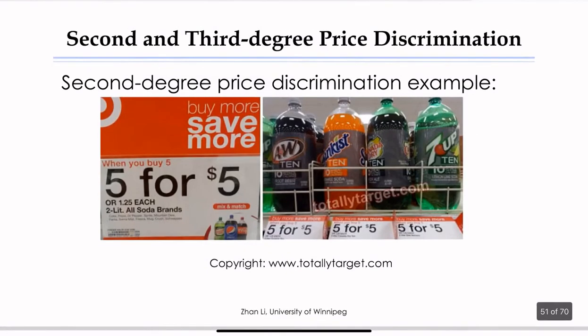Okay, now let's see some second degree price discrimination examples. So these are basically photos taken from Target. And what you can see here is the photo on the left gives you the idea of second degree price discrimination. So you can see that 5 for $5. So here you can see that the price is one. Okay, let me use a different color.